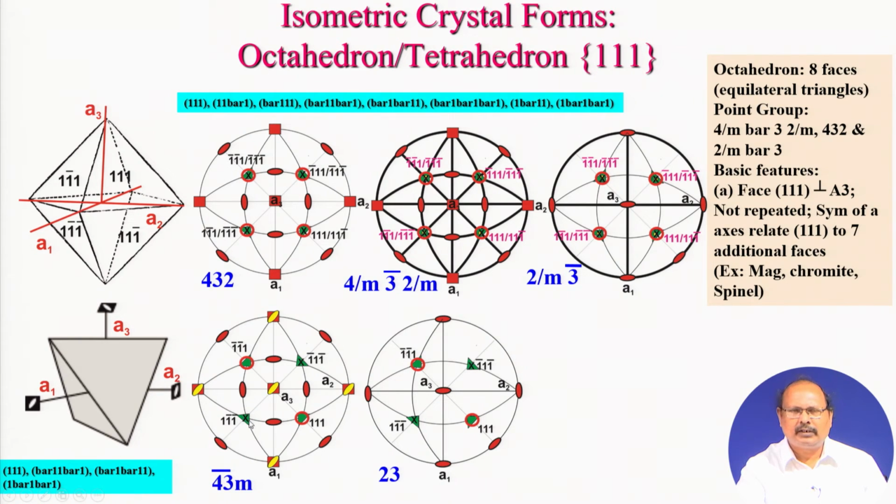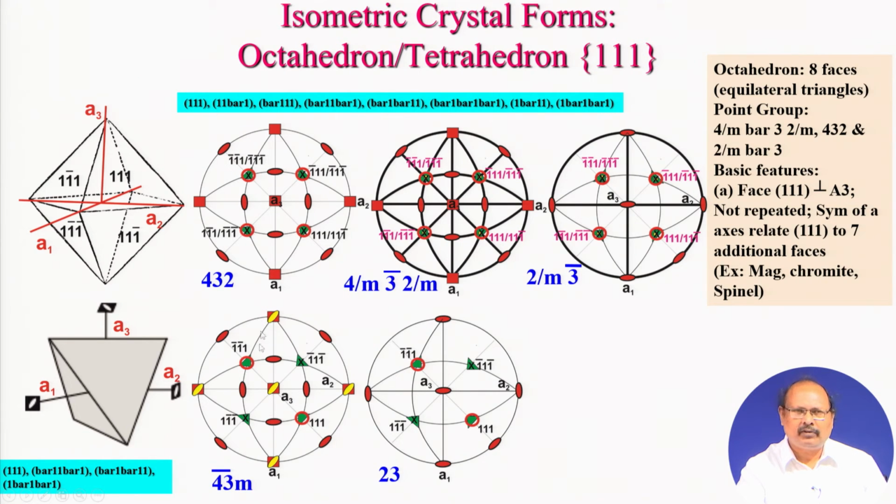This is the cross which intersects the negative direction of the A3 axis, but lies within the quadrant of the negative direction of A2 and the positive direction of A1. So, it will have a symbol of 1 bar 1 bar 1, and this will have bar 1 1 bar 1. And if you go to 2 3, it will have the same combination here. So, you see that as you change the point group of symmetry, the same face now gives rise to only a total of 4 faces here.